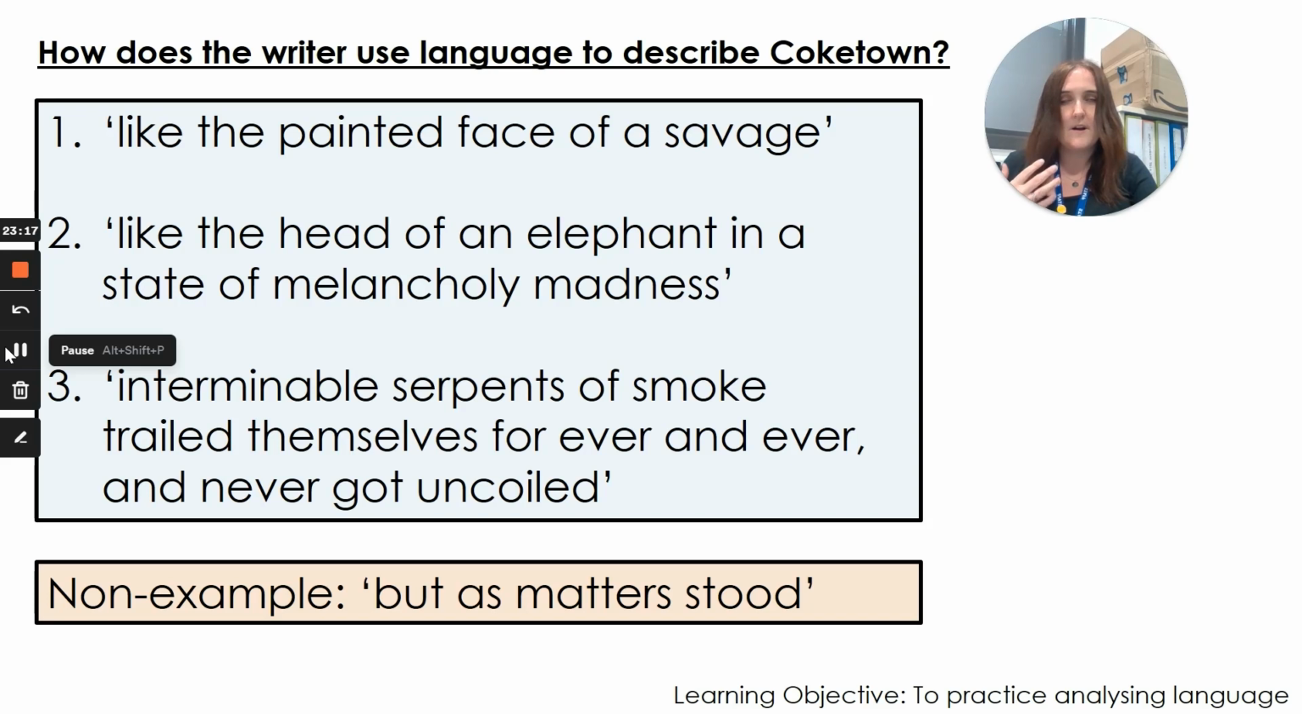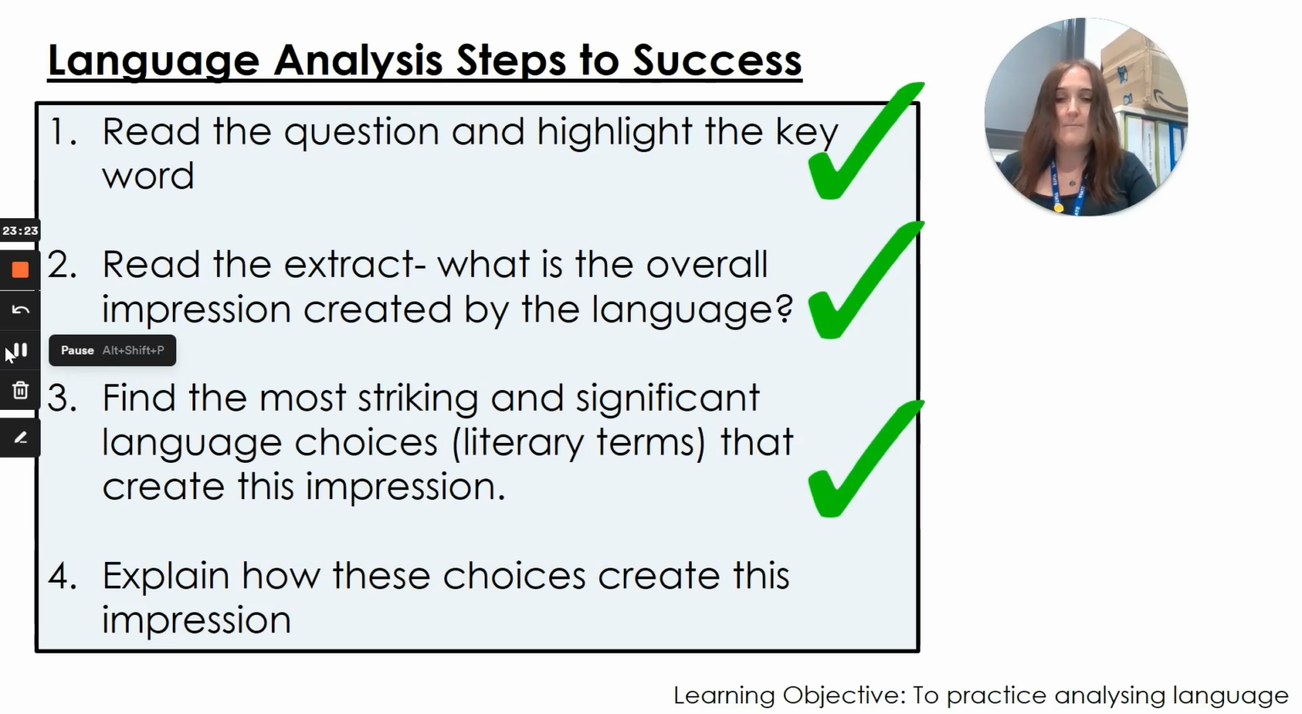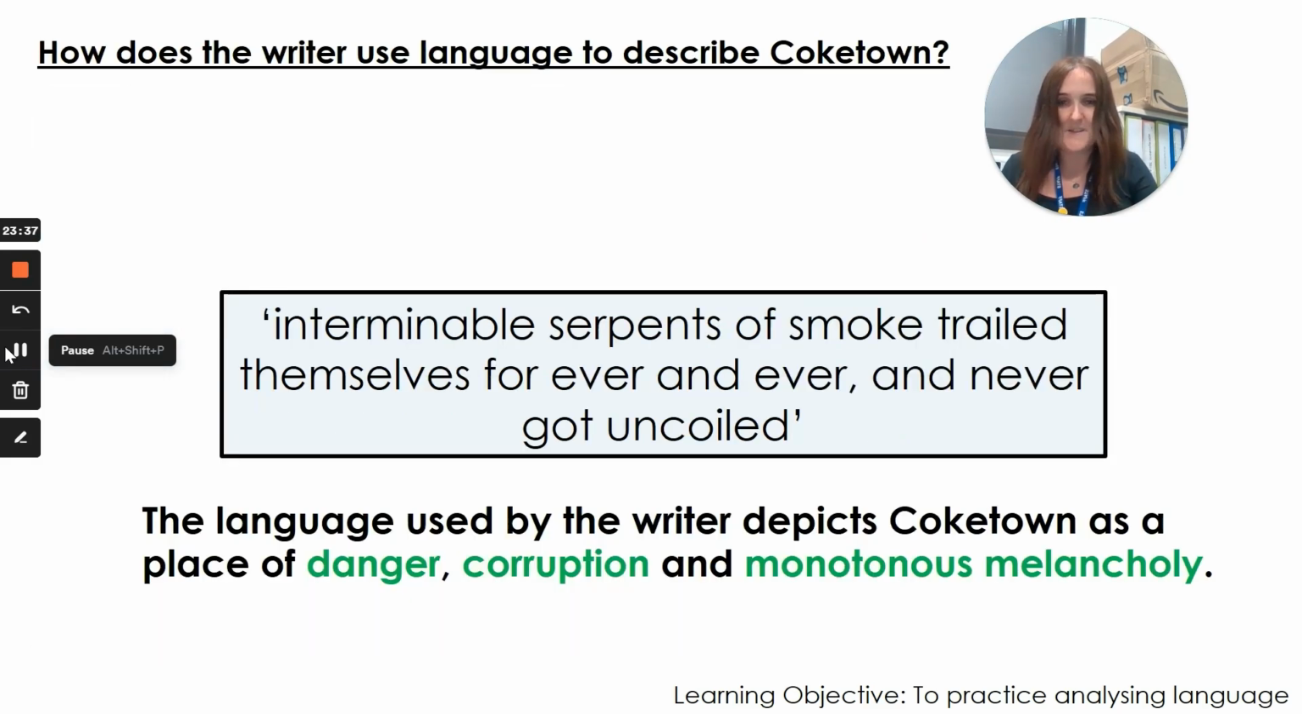It's what I think that I really can think of a few different things to say about it, is quotation number 3. So go back to the steps to success there. So we've done number 3 now. We found those most significant and striking language choices, so we can tick that off on our list before we write down in our exercise books our favourite one that we're going to focus on for the rest of the lesson. And that is this one here, number 3.